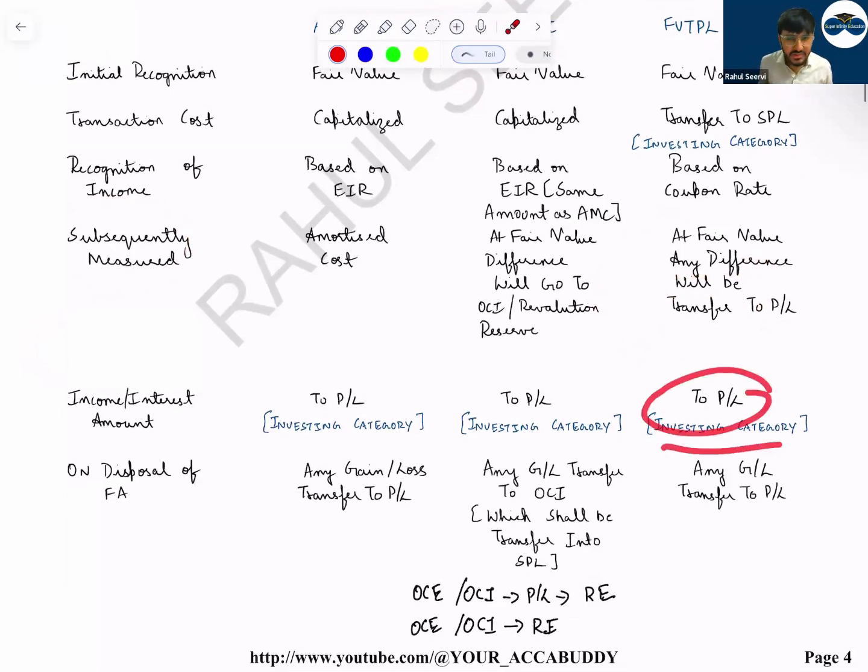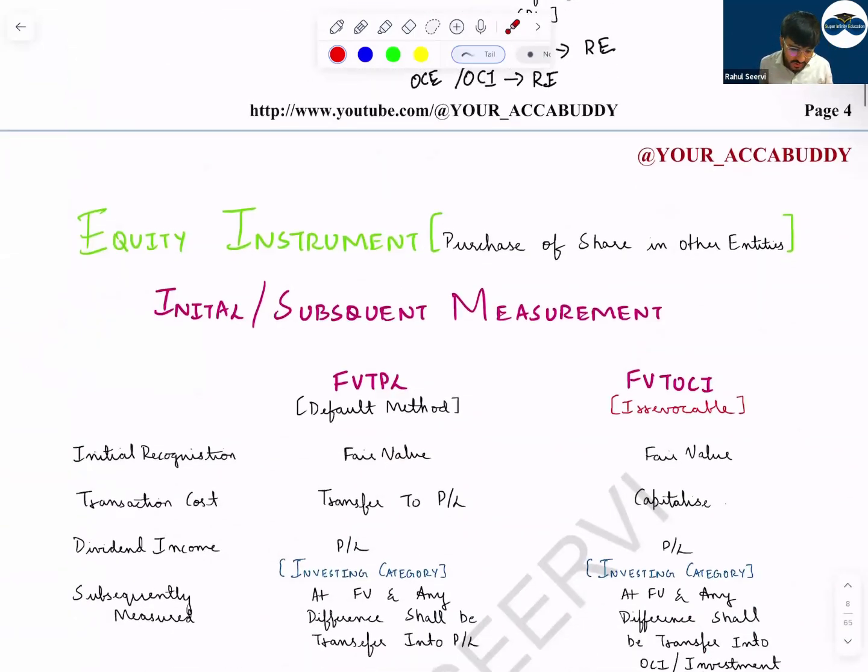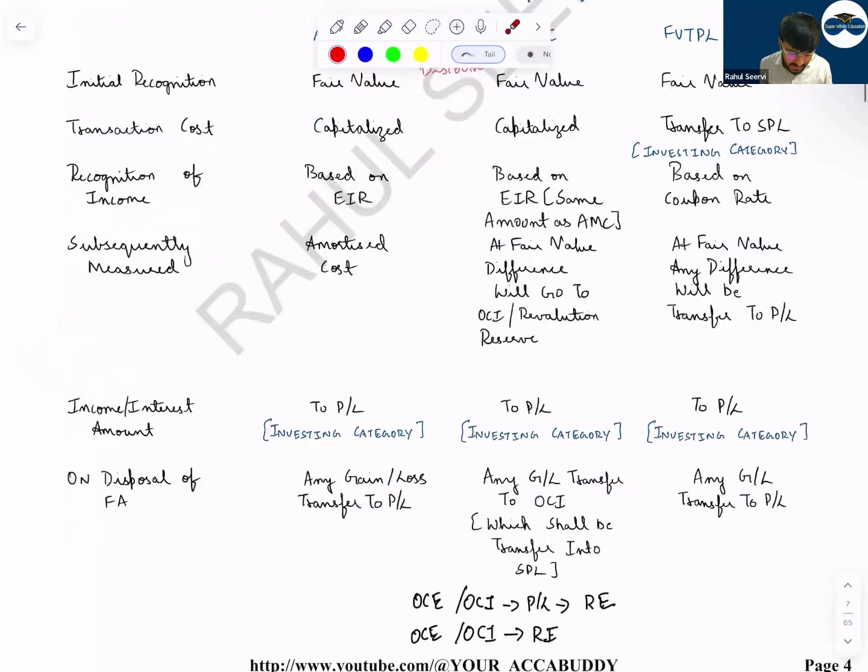Then in the investing category, any gain or loss on disposal will be recorded in P&L. Here also any gain or loss will be recorded in P&L, and then the remaining balance will be transferred to P&L. So this was the discussion we had regarding initial measurement.